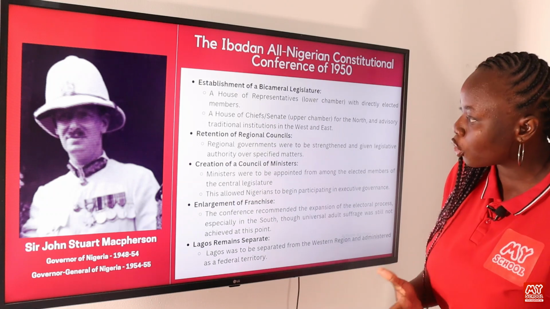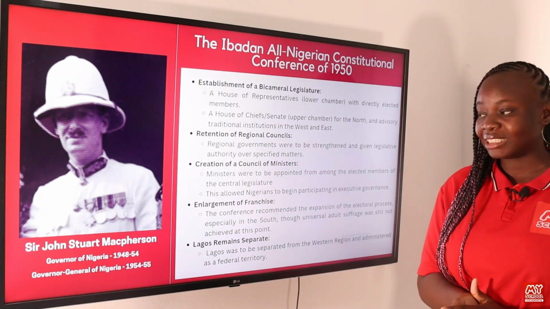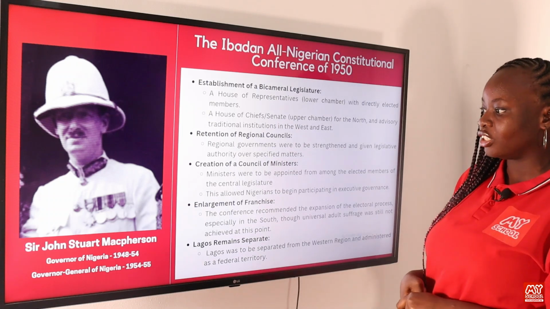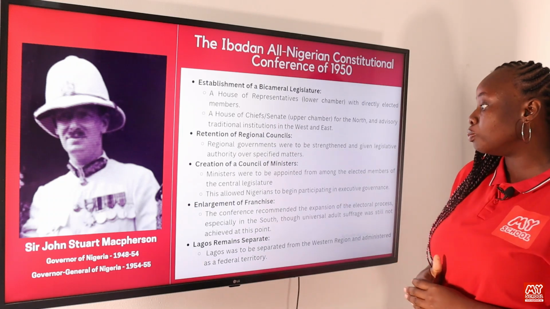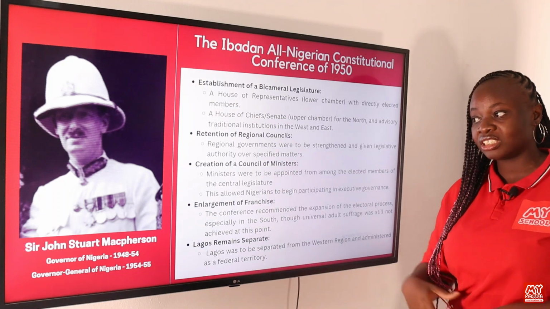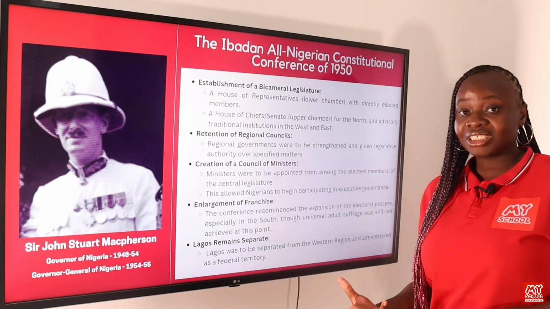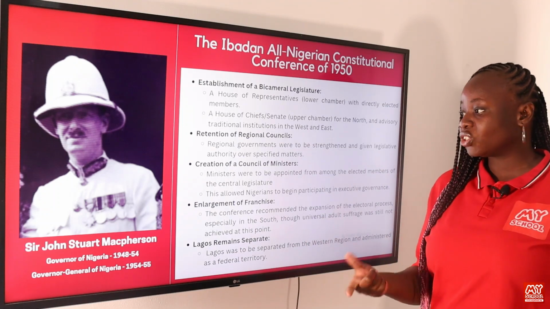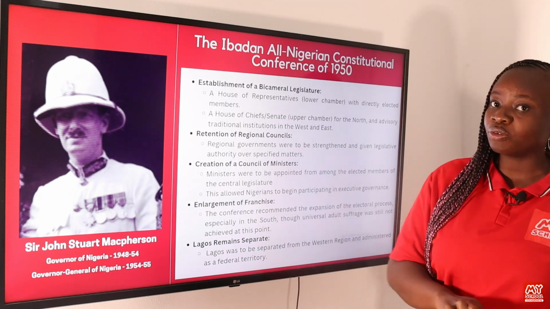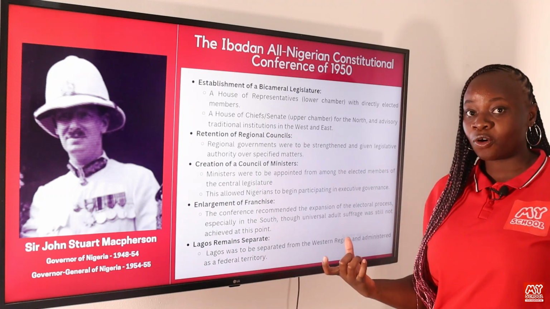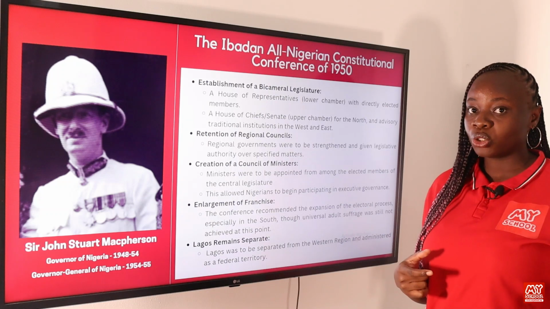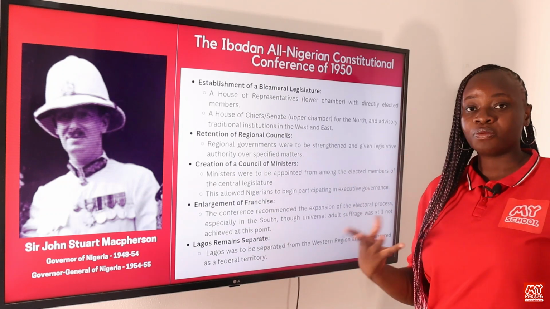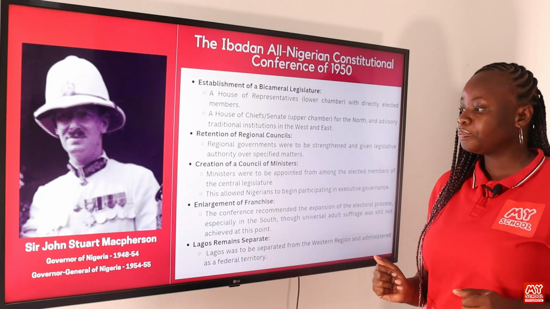Then there was also the recommendation of the creation of a council of ministers. Ministers were to be appointed from among the elected members of the central legislature, and this allowed Nigerians to begin participating in executive governance. It's important to note that the Nigerian system was modeled after the British parliamentary system. And in a parliamentary system, you have a council of ministers elected from the legislature. These are executive officers, but they are members of the legislature nonetheless. So these people will be responsible for administering the affairs of the various sectors of the country.